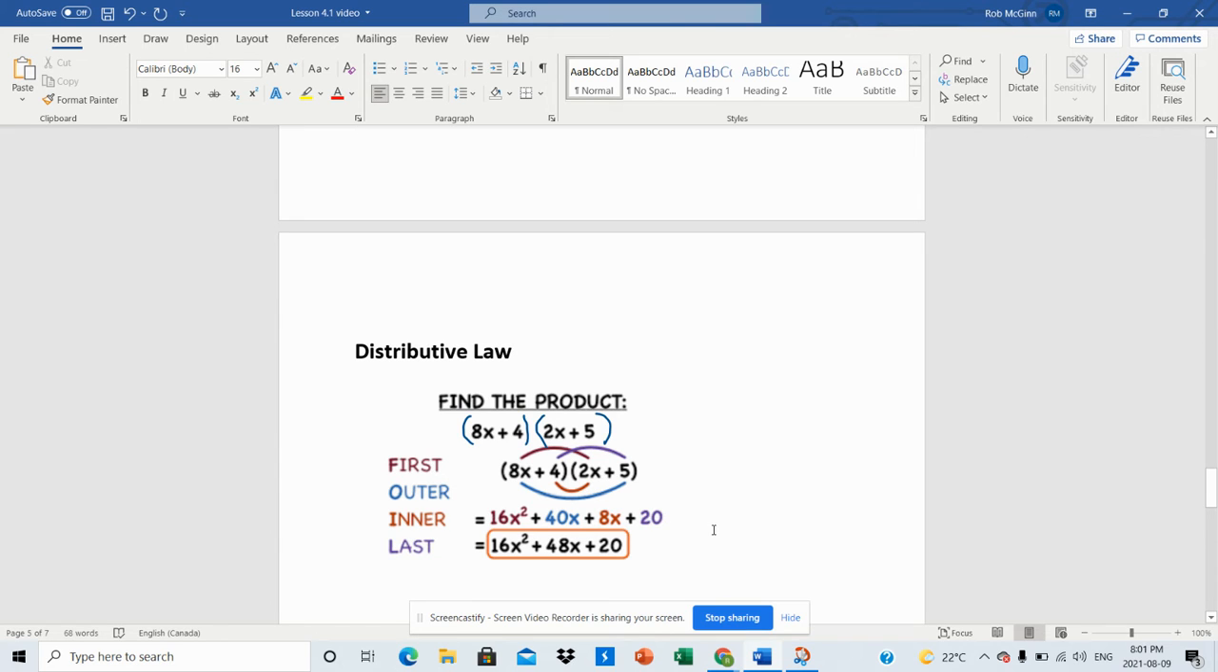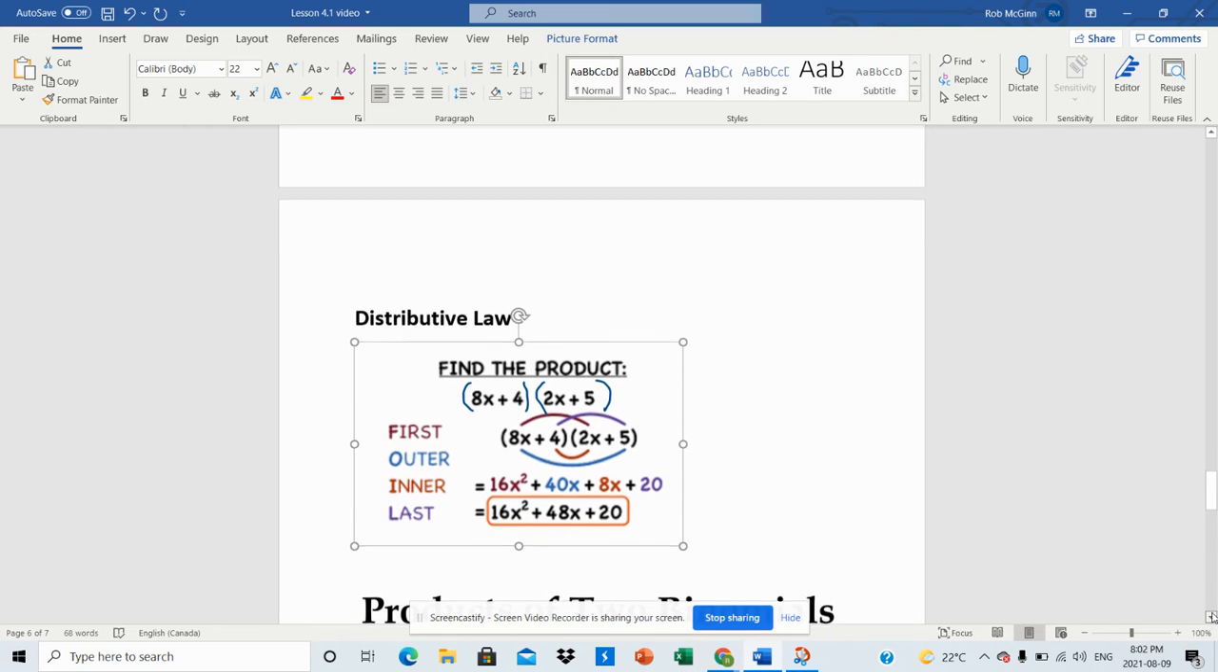Once we've got this, our final step is to simplify our equation. And we do that by collecting our like terms. Here we have a 40x and an 8x. We can add those together. So we'll have 16x squared plus 48x plus 20.